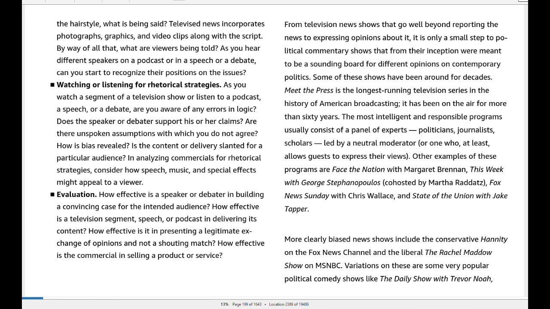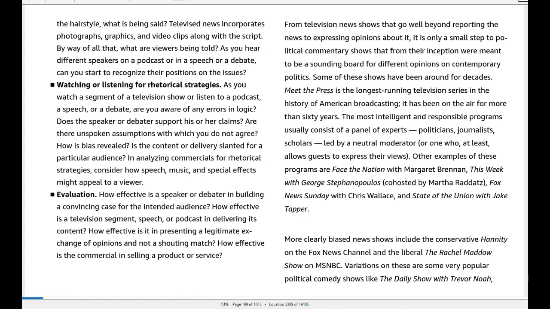Evaluation. How effective is a speaker or debater in building a convincing case for the intended audience? How effective is a television segment, speech, or podcast in delivering its content? How effective is it at presenting a legitimate exchange in opinions and not a shouting match? How effective is the commercial in selling a product or service?